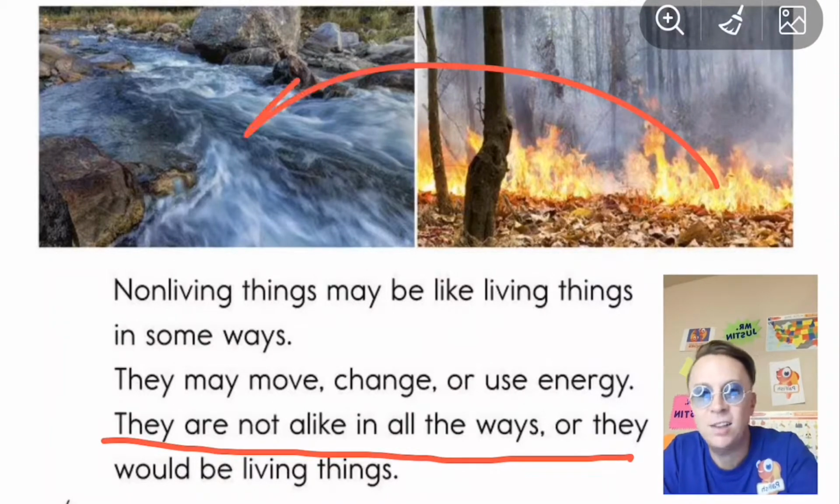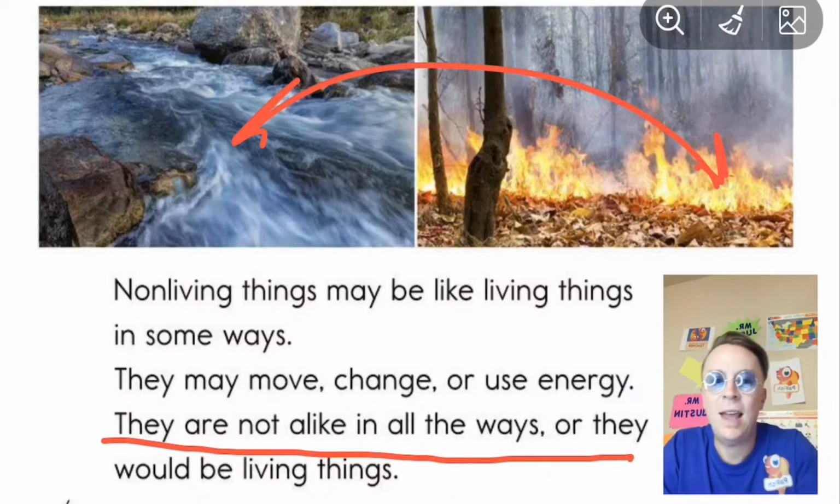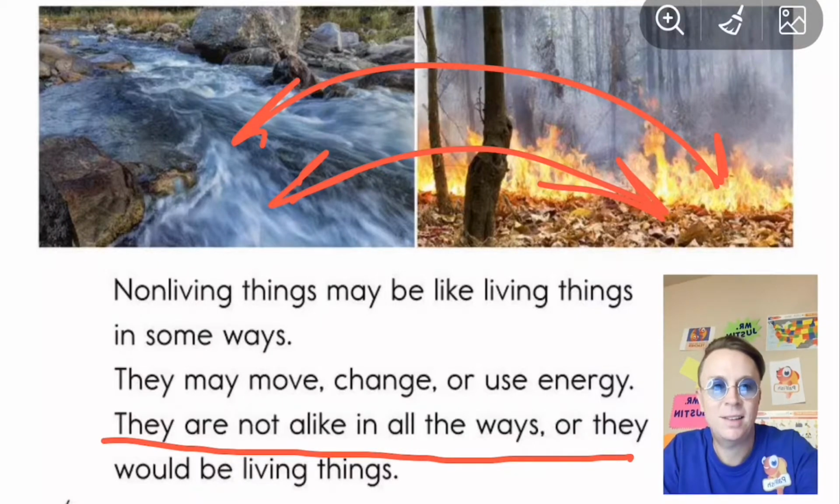Yeah, fire is not like water, huh? And water is not like fire. Yeah. So there you go.